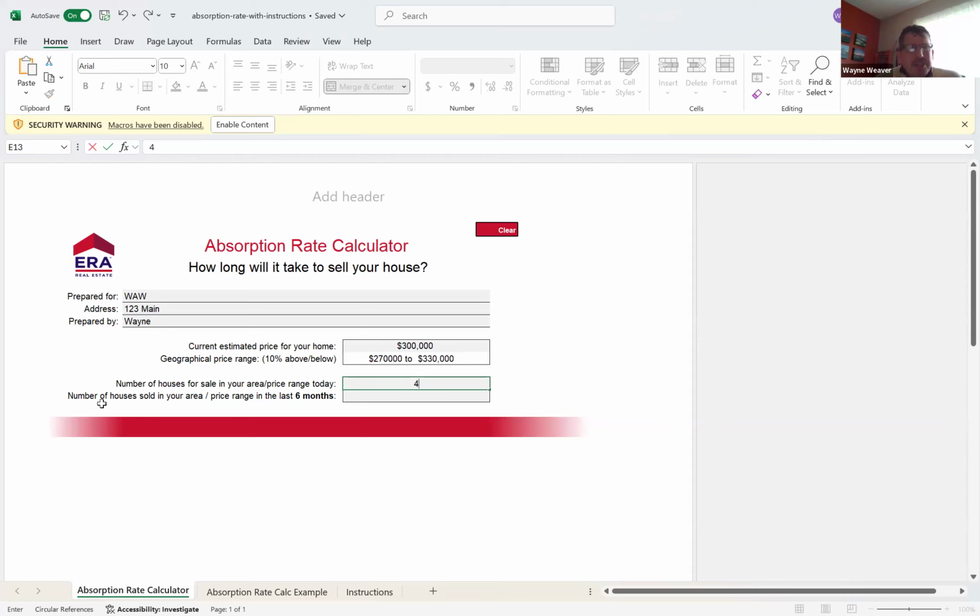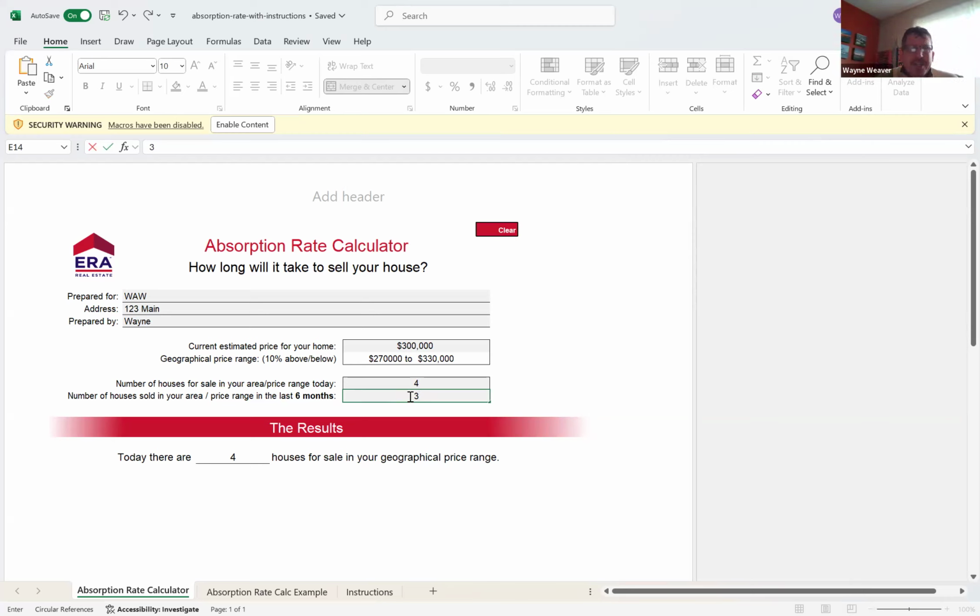And then the second question, number of houses that sold in your area price range in the last 6 months. It's the same idea. So go to the MLS and do the same criteria that you did. If you did break it down to bedrooms, baths, cool. If you kept it generic, this is going to be the same exact search, but obviously we're going to do solds. So let's say we just had 3 solds. And again, totally just throwing these numbers out.